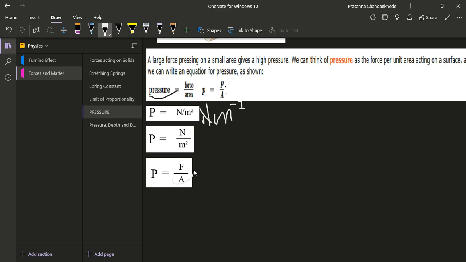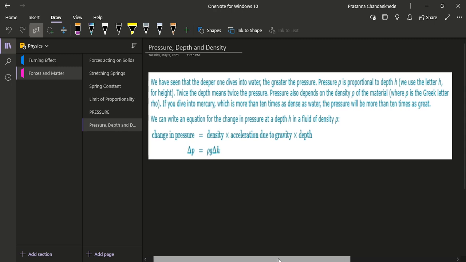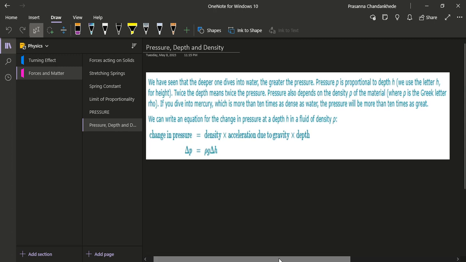Let's go on to pressure, depth, and density. That will be the last thing for today. We have seen that the deeper one dives into water, the greater the pressure. Pressure P is proportional to depth, which is h. We use the letter h for height. Twice the depth means twice the pressure.